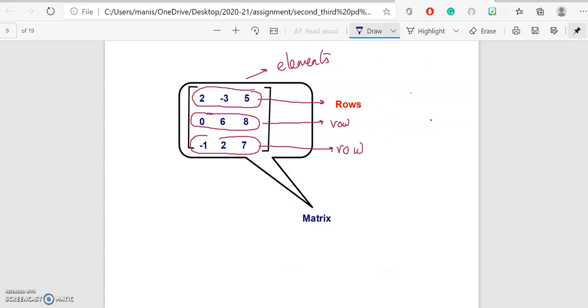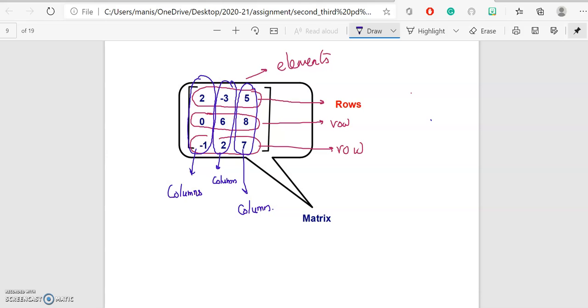Arranged in rows and columns. Now columns, these numbers are also arranged in vertical columns like this. So when I'm writing this, these are called columns. I have how many columns? I have 3 columns over here. This is called a column. So this matrix has 3 rows and 3 columns and is usually enclosed in brackets.